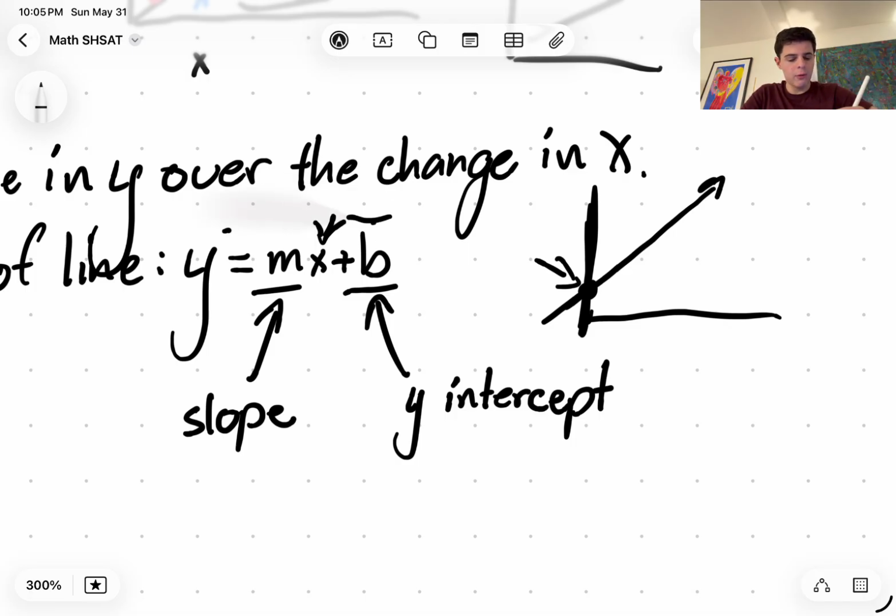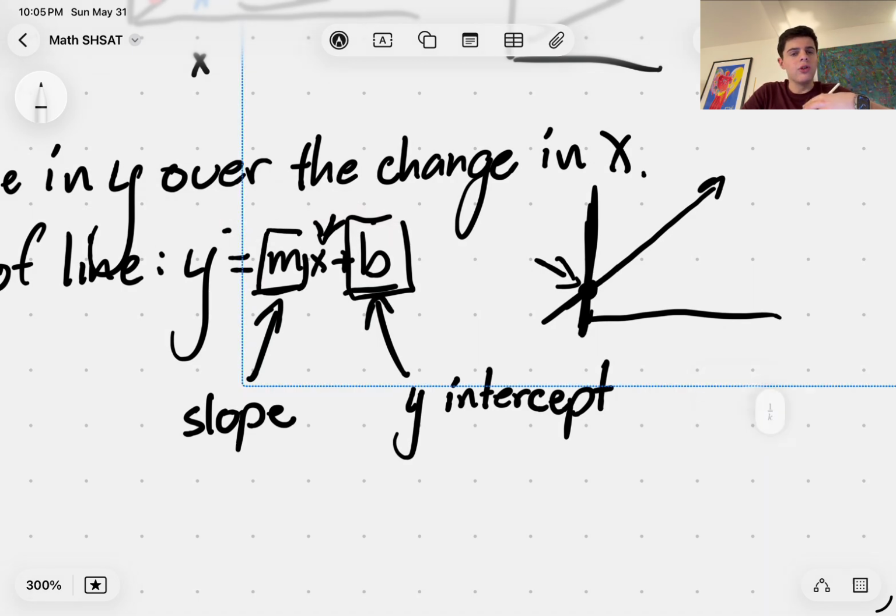So you can think of this as the starting value, and this is the change every time, right? So these are the two parts of a linear equation, and you're probably going to have to solve for them and stuff like that. But these are the two things that you're always going to see in a linear equation.